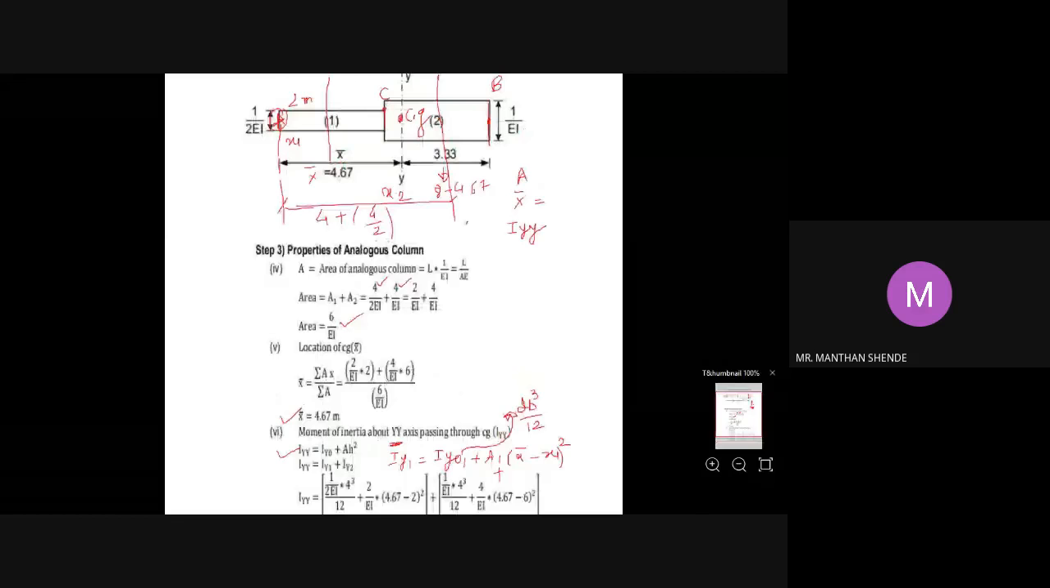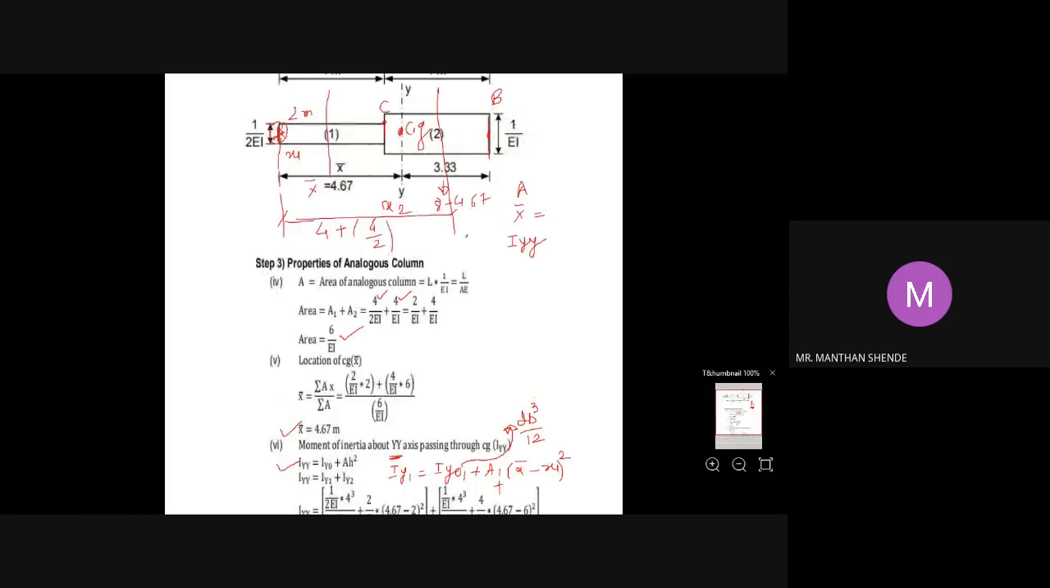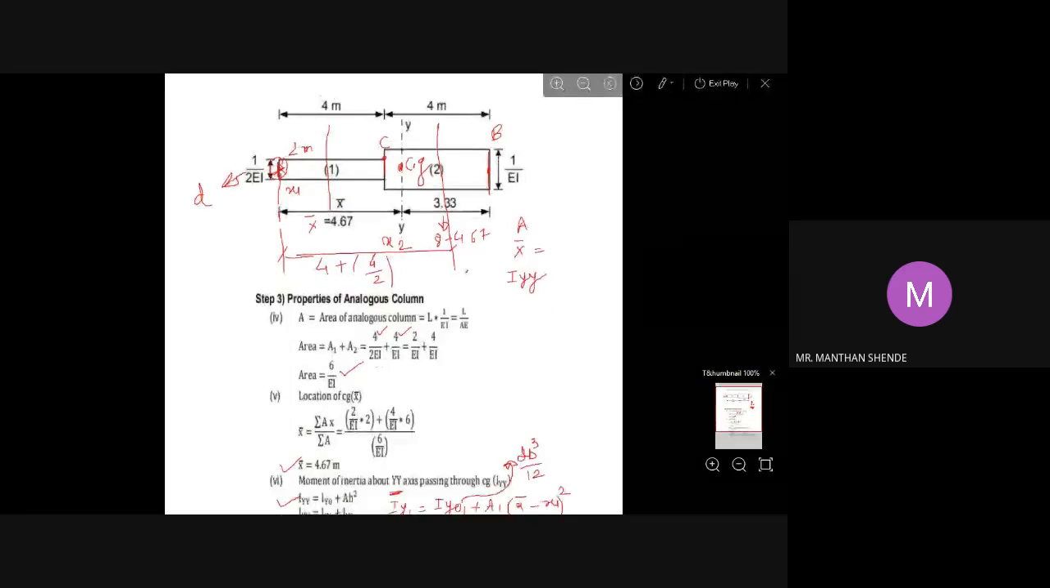So for Iy01, what is the D here? D in the analogous column section, what is the value of D? D is nothing but this. This is the value of D. And what is the value of B? B is nothing but the base, which is the length, 4 meter. So Iy01 is 1 by twice EI into D into B cube by 12.